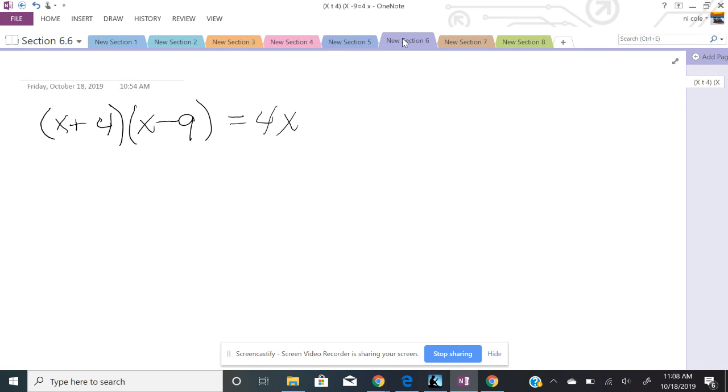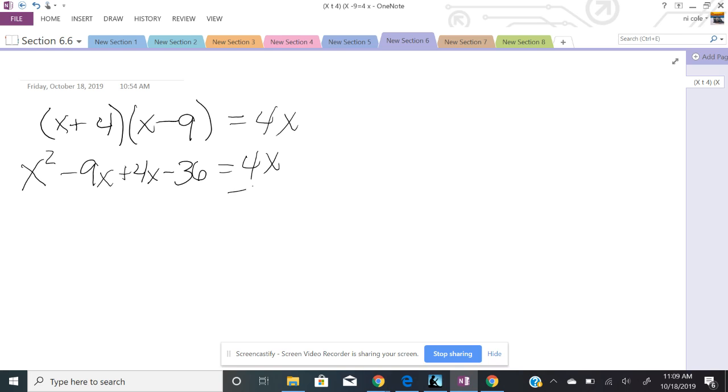What about this? I feel like this is one that they're trying to trick you. Okay, what's the first rule? Set it equal to 0. Okay, in order to set it equal to 0, I'm going to subtract 4x. But the other thing is I don't like these parentheses. So in order to get rid of these, I'm going to FOIL. So I'm going to get x squared minus 9x plus 4x minus 36 is equal to 4x.